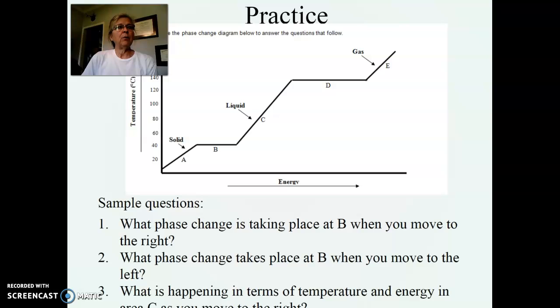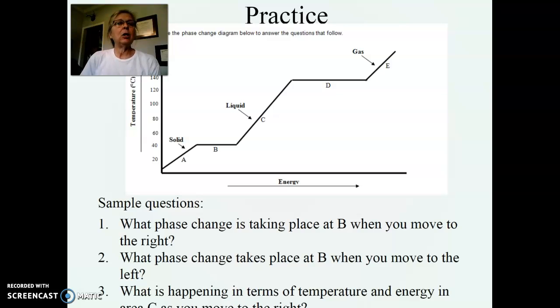And let's look at number 2. What phase change takes place at B when you move to the left? Well, at B, if you move to the left, we are talking about a reduction in energy. In other words, we are making B, whatever that matter is, release energy. And so what is taking place is we are starting to see some freezing. Okay, let's try one more.